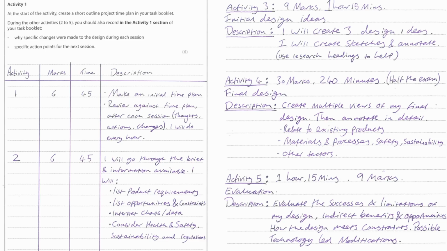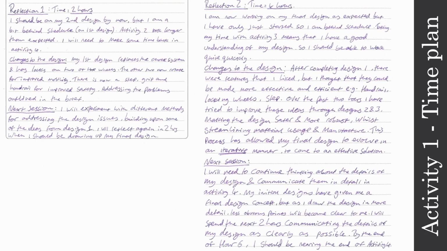What we're going to talk about now is the reflection section. It says here, at the start of the activity, create a short outline project time plan, and then during the other activities, you should record in the activity 1 section of your booklet why specific changes were made and specific action points for the next session. That's a bit wordy. We're going to go into what that means now, but you can see here it takes up the majority of the instruction space. It will take up the majority of your time for this section.